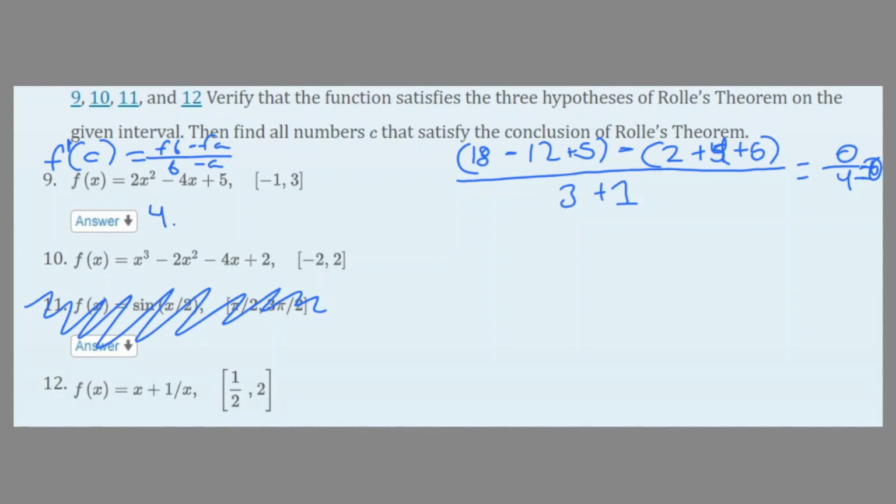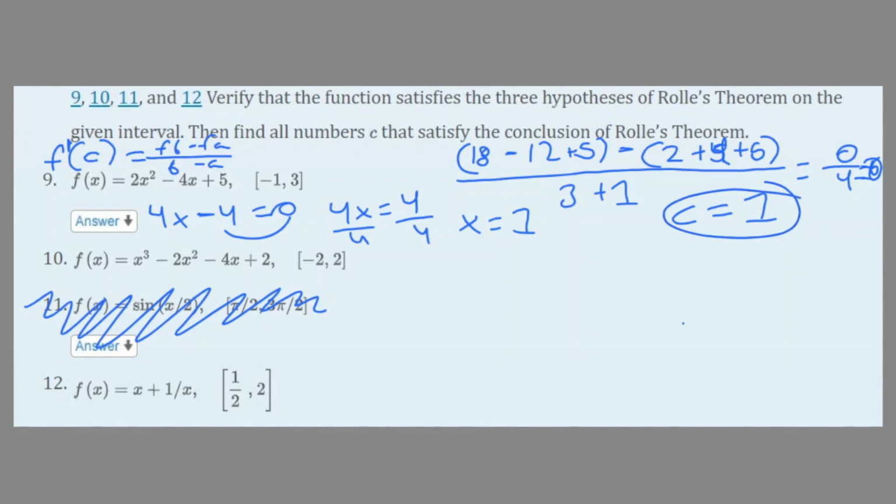If we find the derivative of number 9, it's going to be 4x minus 4, and we'll just set it equal to 0. We move the 4 to the other side, so we have 4x equals 4. We divide by 4 on both sides, and we have x equals 1, which would be our only c value. So c equals 1 is going to be our answer.